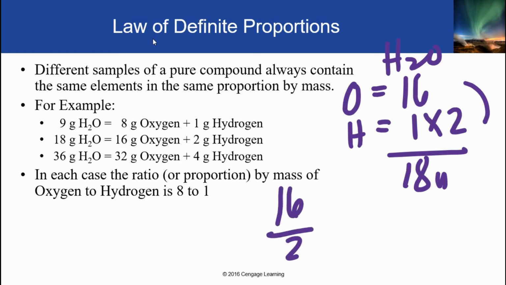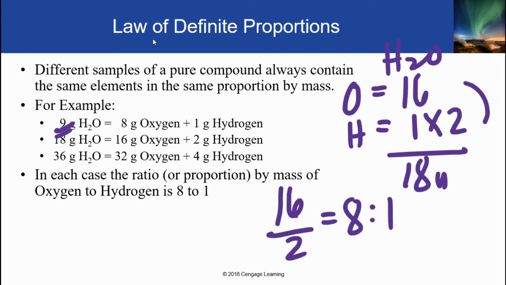Para pag tingnan natin yung proportion niya, yung proportion ng oxygen sa hydrogen, if we will try to divide, this is 16 over 2. This will give us, for every one hydrogen, there will be 8 atoms of oxygen. Or for every one part of hydrogen, there is 8 parts of oxygen. So, kahit anong gawin natin, if for example, we have 9 grams of water, that will give us 8 grams of oxygen and 1 gram of hydrogen.